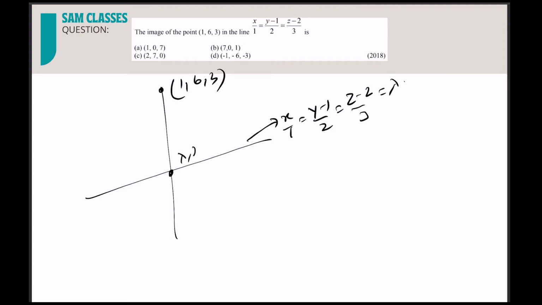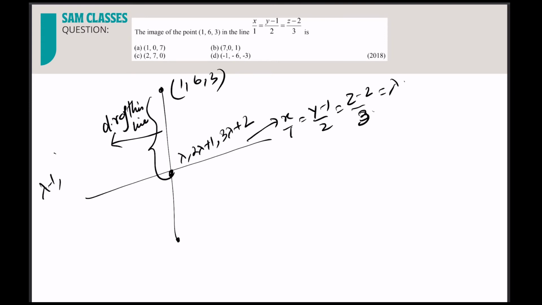So the lambda, 2 lambda plus 1, and this will be equal to what? 3 lambda plus 2. Correct. And this point is the image point. Now we can find the direction ratio of the line by subtracting these two. So what you'll get? DR of this line: lambda minus 1 comma 2 lambda minus 5 and 3 lambda minus 1.